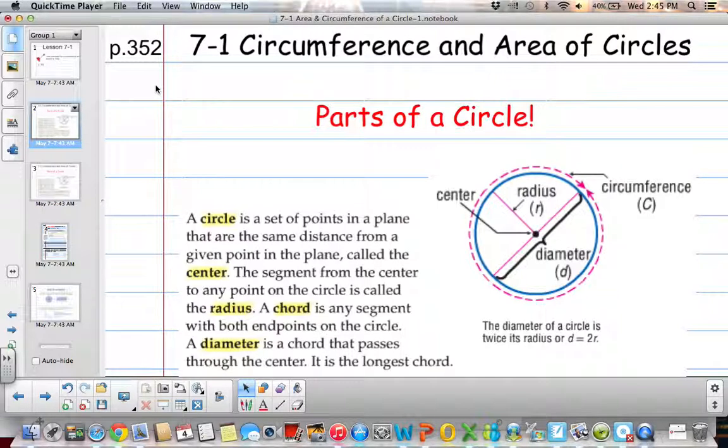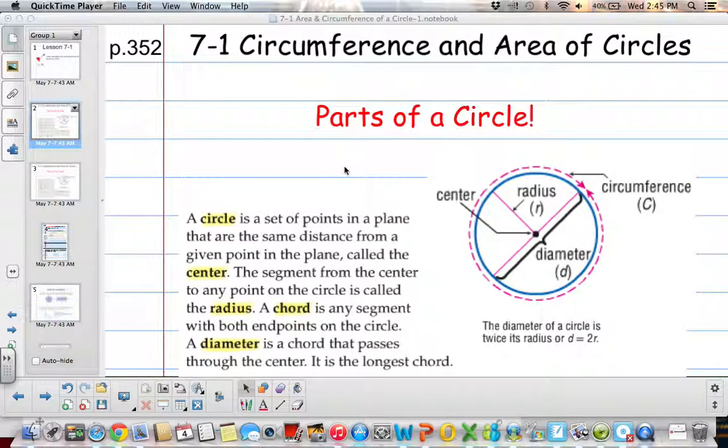So just for some vocab words and to refresh ourselves, a circle is a set of points in a plane that are the same distance from a given point in the plane called the center. So here's our circle, and then here's our center right in the middle.